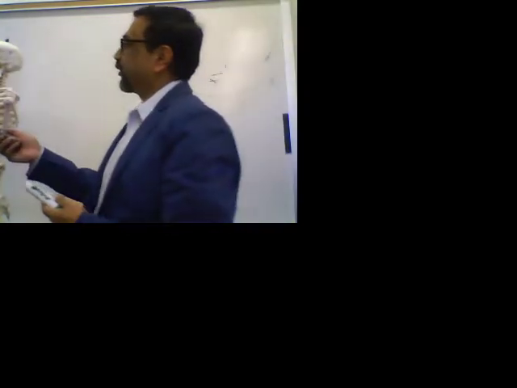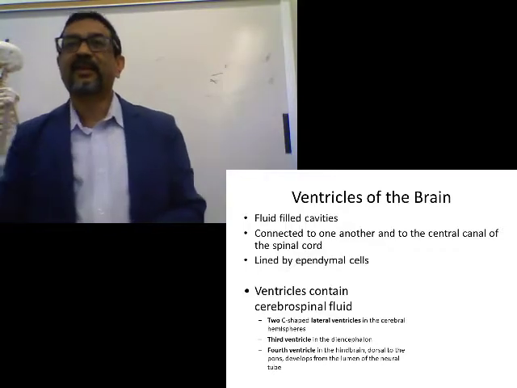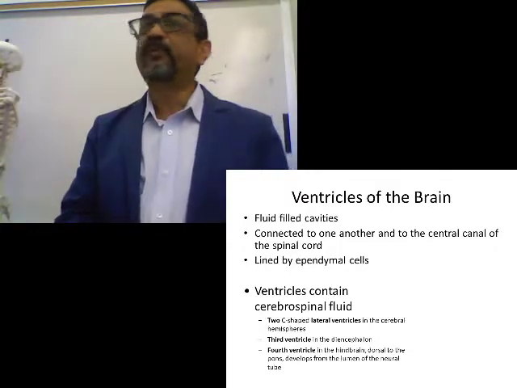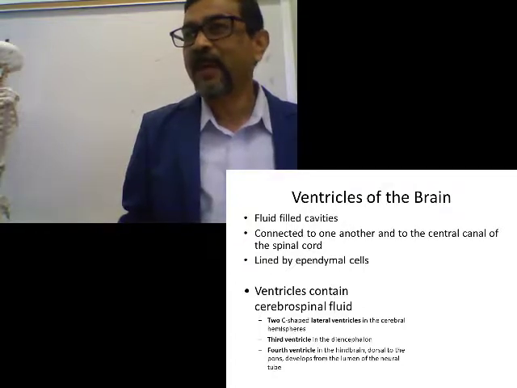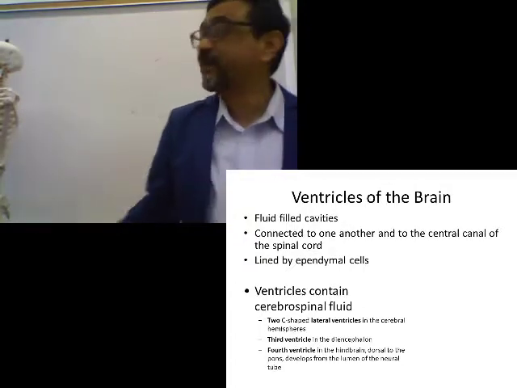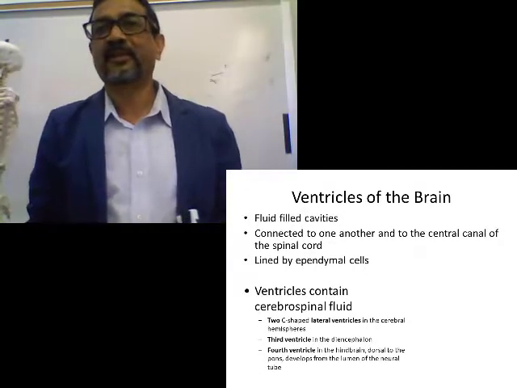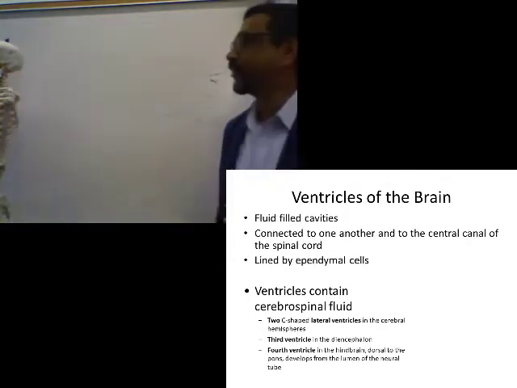Now, ventricles. Inside the brain, you have cavities. Those cavities are called ventricles. Those cavities are filled with fluid. That fluid is the cerebrospinal fluid again. So cerebrospinal fluid is present in subarachnoid space that I showed you, as well as in the ventricles. So those are the locations, okay? Inside the ventricles as well as in subarachnoid space.